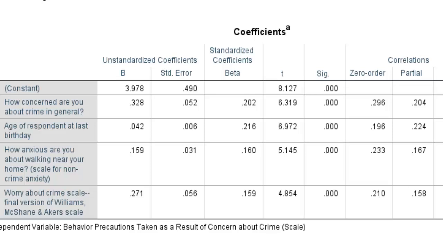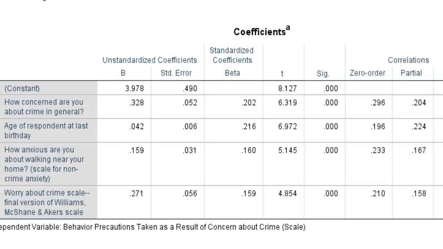So for instance, if we look at how concerned are you about crime in general, we look at the partial correlation of 0.204 and we square that value, we'll come up with the value of 0.0416. So that means 4.16% of the change in the dependent variable is a result of concern about crime in general. On the other hand, age explains 5.01% of the change or the variability in the dependent variable, whereas worry about crime only explains roughly 2.5% of the change in the dependent variable.